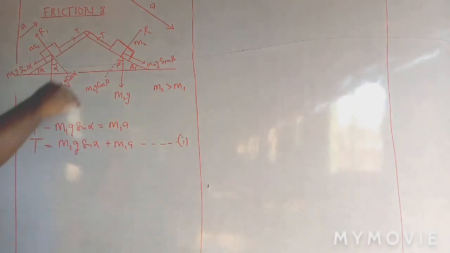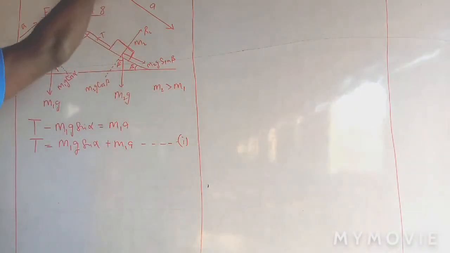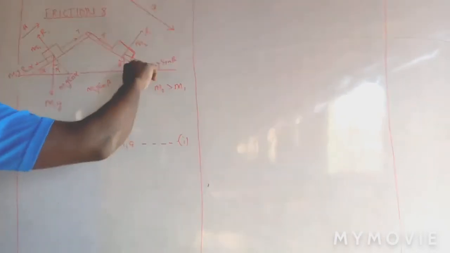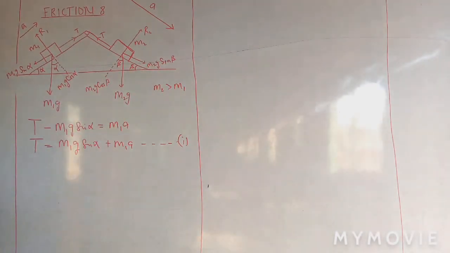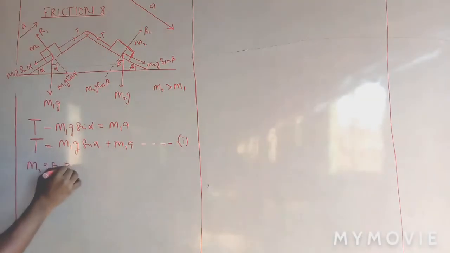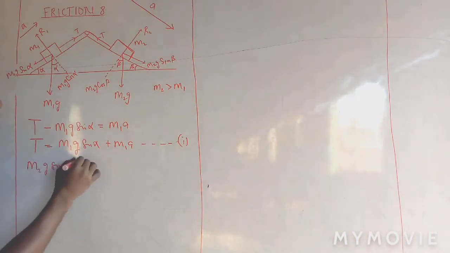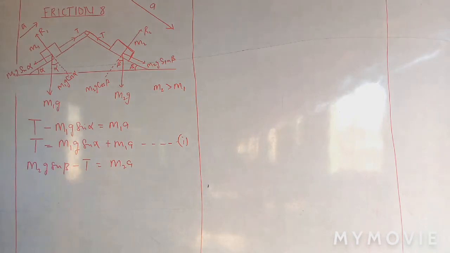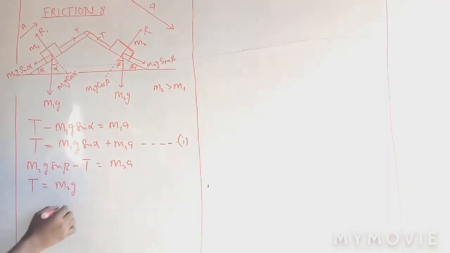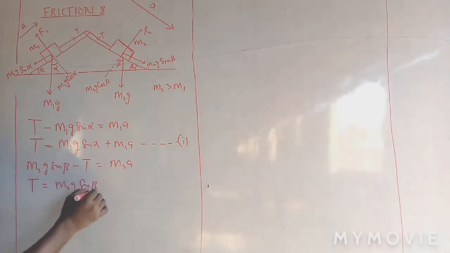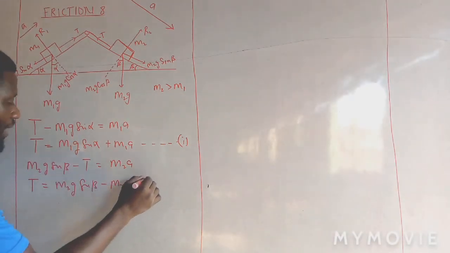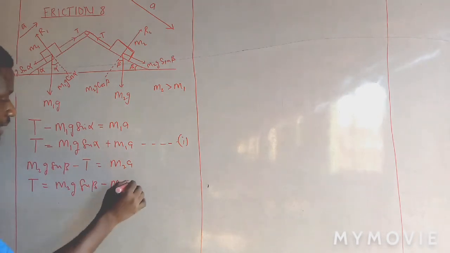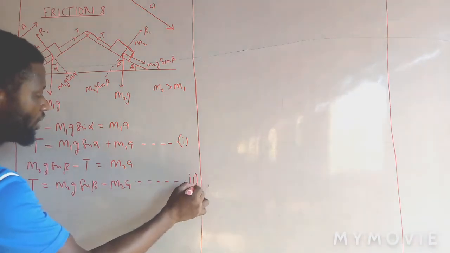Then, if I come here, the direction of acceleration is like this. I'm going to take m2g sine beta first. So I have m2g sine beta minus tension is equal to m2a. From here now, T is equal to m2g sine beta minus m2a, and I will call this equation 2.